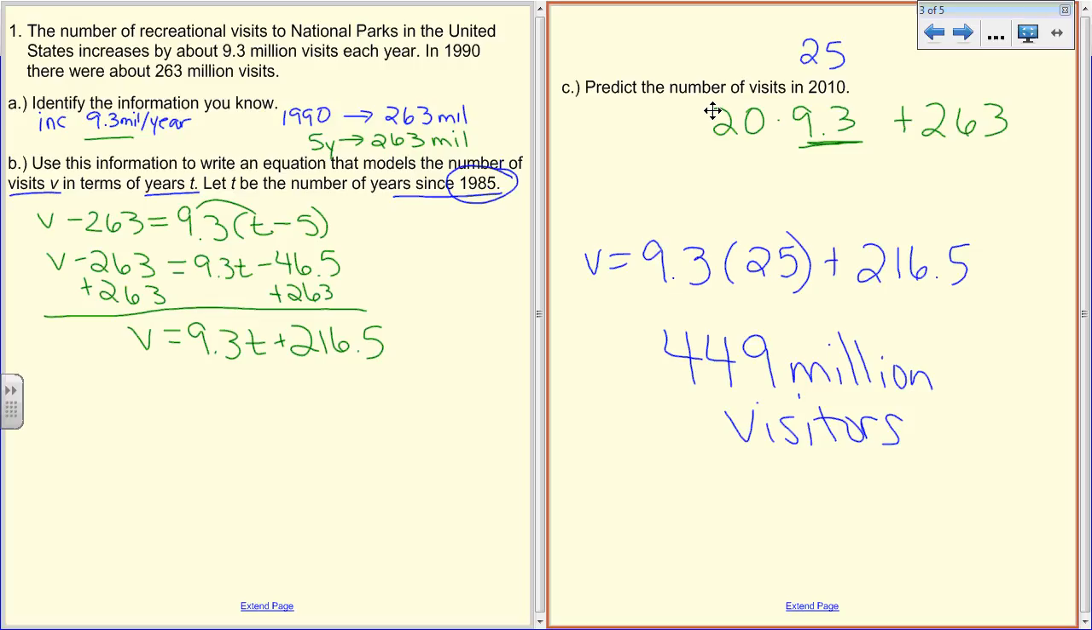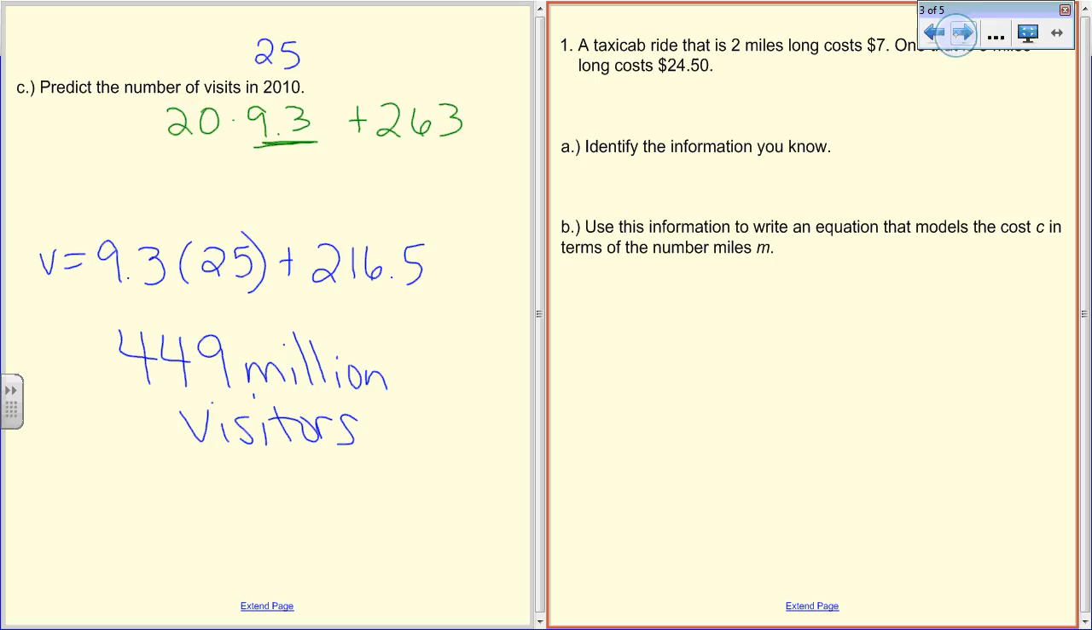Let's flip over to the back side. Whoops. Wait, if I put it up there, are we okay with it up there? All right. So we know a taxi cab ride that is 2 miles long costs $7. So 2 miles cost me $7. I know one that is 9 miles costs me $24.50. Ladies and gentlemen, do they at any point tell me what the cost per mile is? No. So they haven't given me slope and a point. What have they actually given me here? They've given you 2 points.